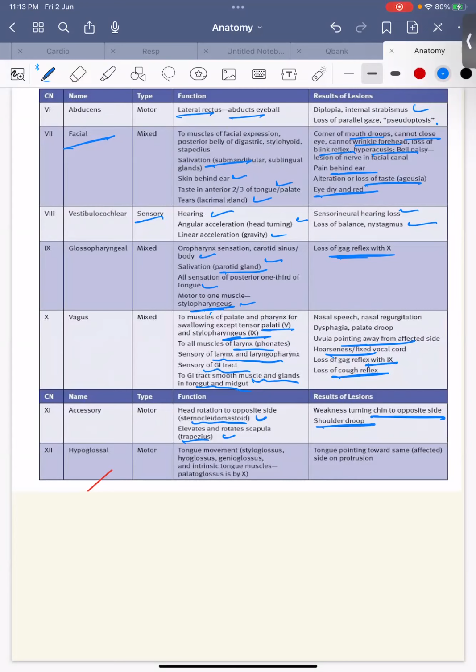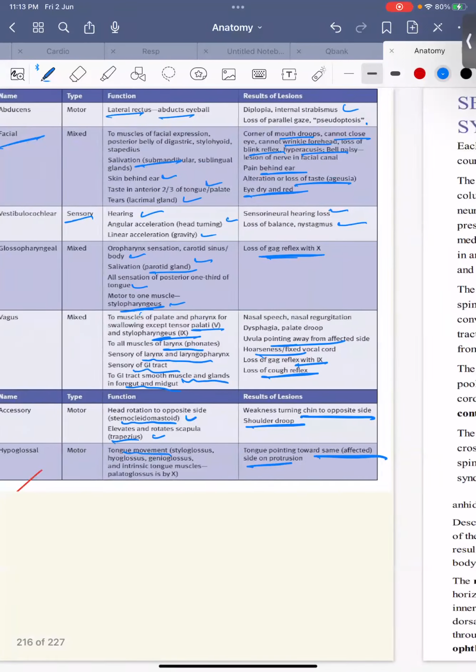Hypoglossal, it is responsible for supplying the muscles of the tongue, responsible for the tongue movement, and the lesion will cause the tongue to be deviated towards the affected side. This is the hypoglossal.